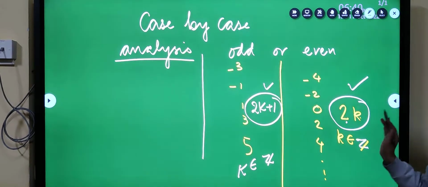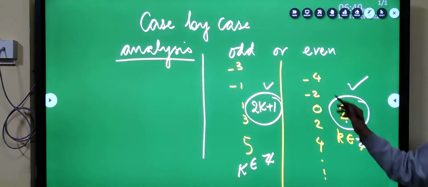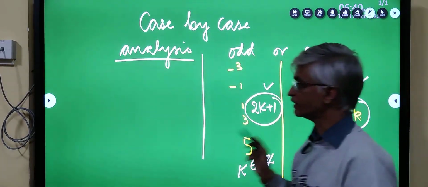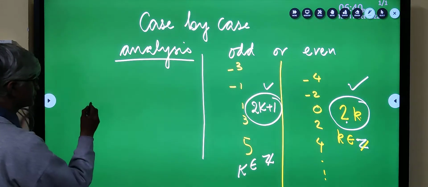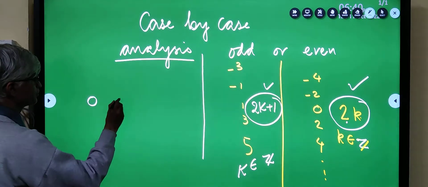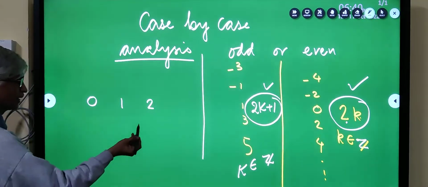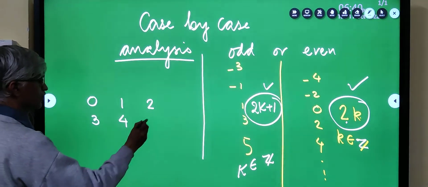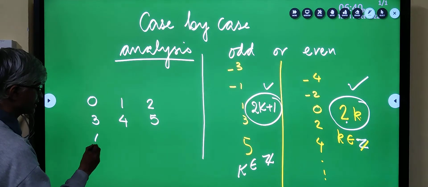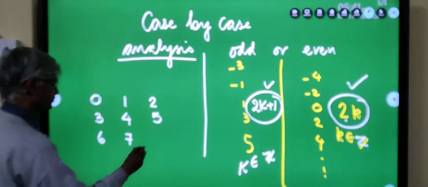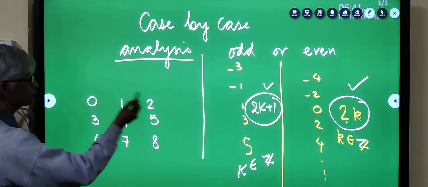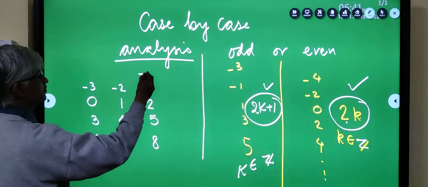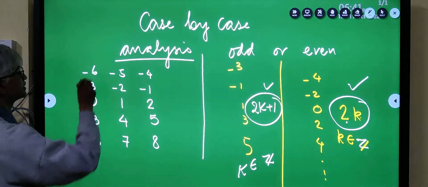Now, this simple idea can be extended from odd and even to division by 3. When you have division by 3, there is a possibility of having a remainder of 0, 1 or 2. Then 3 again gives a remainder of 0, 4 gives a remainder of 1, 5 gives a remainder of 2, 6 gives a remainder of 0, 7 gives a remainder of 1, 8 gives a remainder of 2, and you can also go backwards: -1, -2, -3, -4, -5, -6.